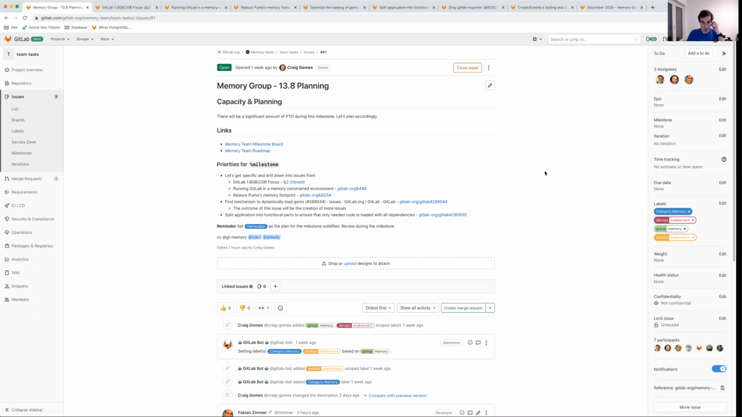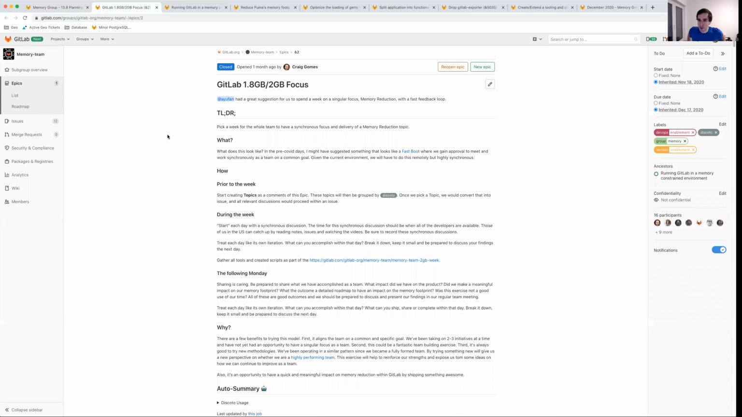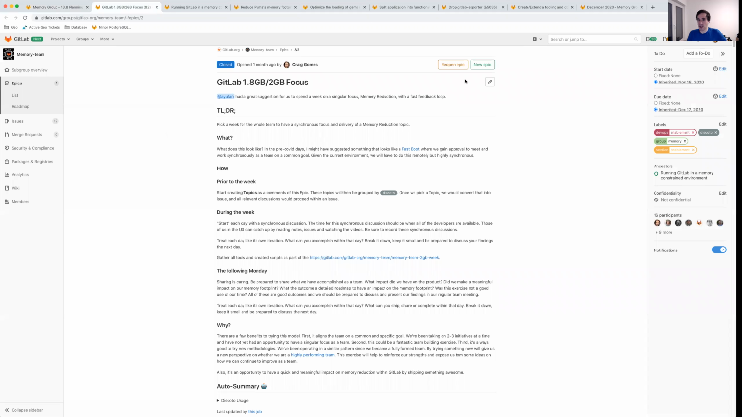I am the acting product manager for the memory group, and I'll walk you through our 13.8 plans. But before I do that, I want to quickly recap some of the efforts that we did in the 13.7 release. As a refresher, we had a focus week to focus on understanding what would be needed to reduce GitLab's memory footprint, ideally to around 2 gigabytes. We currently recommend at least 4.